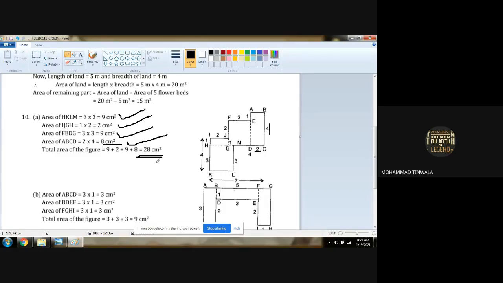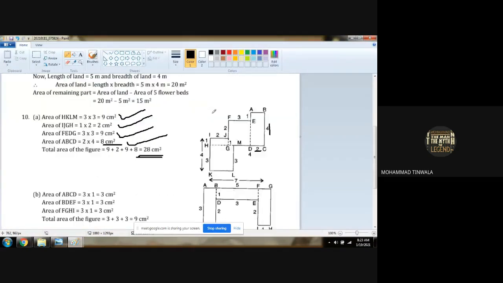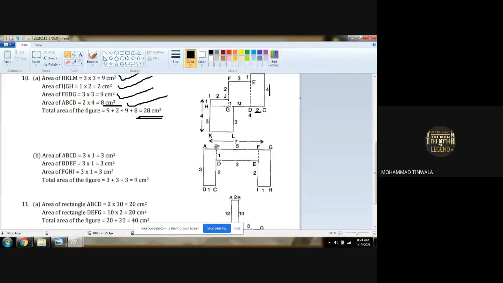Did you understand or not? The second figure is very easy. The first one was a bit complicated because there were 2 squares and 2 rectangles involved. In this, all the things will be equally divided into rectangles only. See, I'm talking about the second figure. This figure has been joined from here and this one from here. So all 3 are rectangles now.